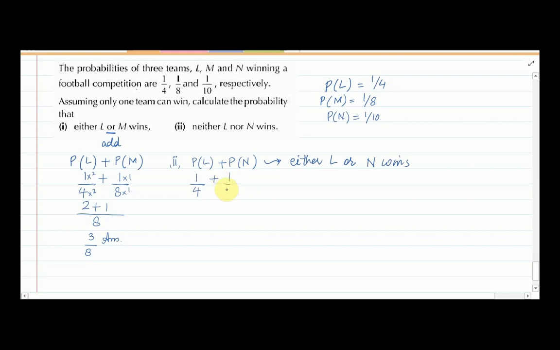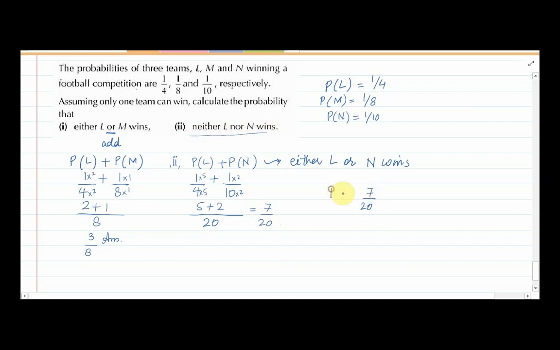The LCM of 4 and 10 is 20. So 4 times 5 is 20, and 1 times 5 is 5. So 5 plus 10 times 2 is 20 and 1 times 2 is 2. So it's 7 divided by 20, but that is not our final answer. That is the probability that either L or N wins. We are looking for neither L nor N wins. That means you need to subtract 7 divided by 20 from 1.